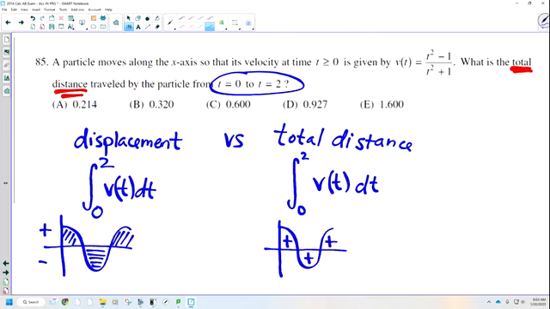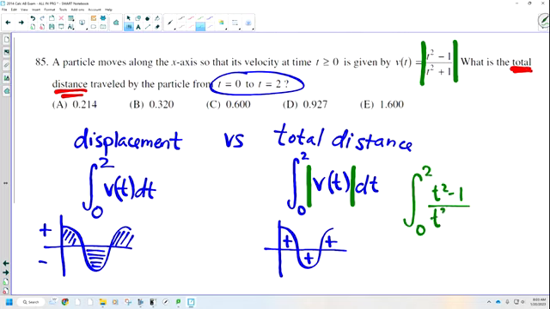Now, I don't have a curve, so how do I do that with integration? One simple difference: I put absolute value bars, and that makes everything positive. So I'm going to take the velocity in the problem and integrate it with absolute value bars. Know the difference, okay? We integrate from 0 to 2 of t squared minus 1 over t squared plus 1 dt. If I wanted displacement, this is good enough. But since I want total distance, I have to put absolute value bars around this.